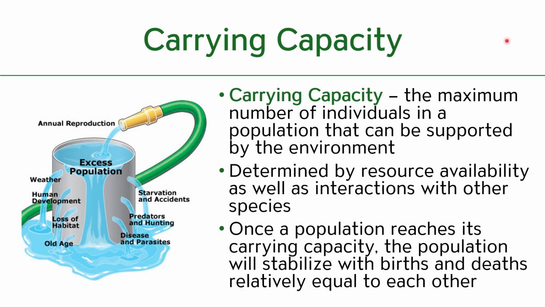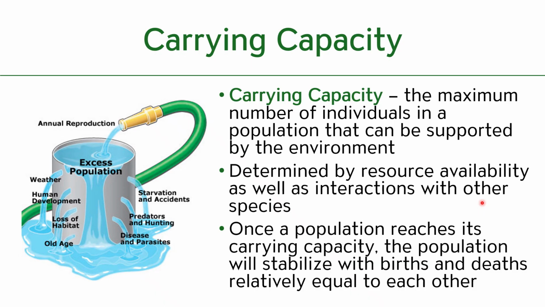Now, populations have something called carrying capacity. This is the maximum number of individuals that can be supported in a population by their environment. This is pretty much determined by resource availability. There are other things as well, like interactions with other species in terms of predator-prey or hunting or things like that. But primarily we're talking about they hit the maximum of resource availability for their particular environment.